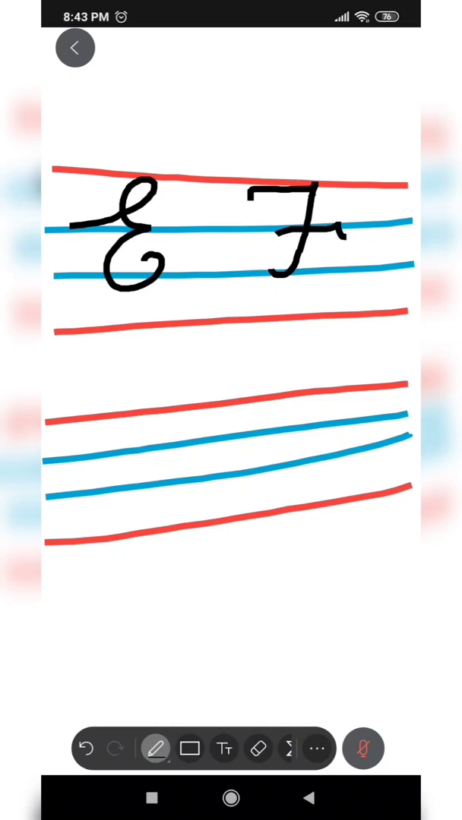And G, just notice G, children. G should touch all the 4 lines. See, it comes there and then goes down to the 4th line and comes up. That's G. So that's capital letters A to G. Did you understand?